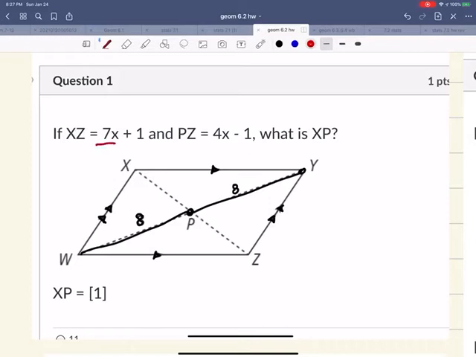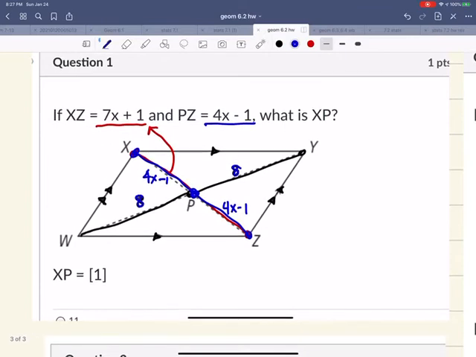And then they tell us XZ. This whole thing is 7x plus 1. And then PZ, this part is 4x minus 1. So we know that this part is this, just like I put an x here and an 8 there and an 8 there, I could put this 4x minus 1.